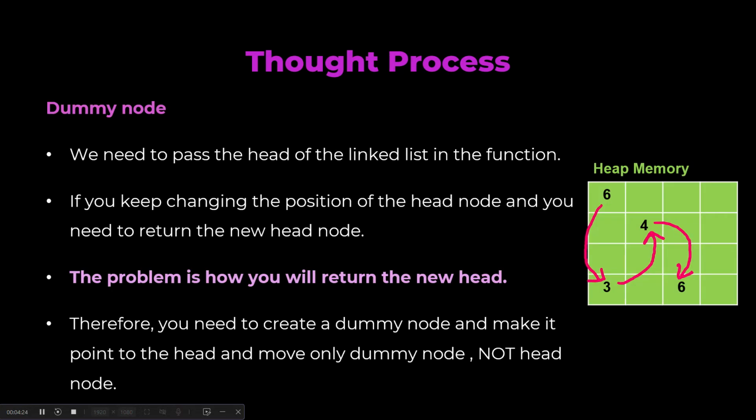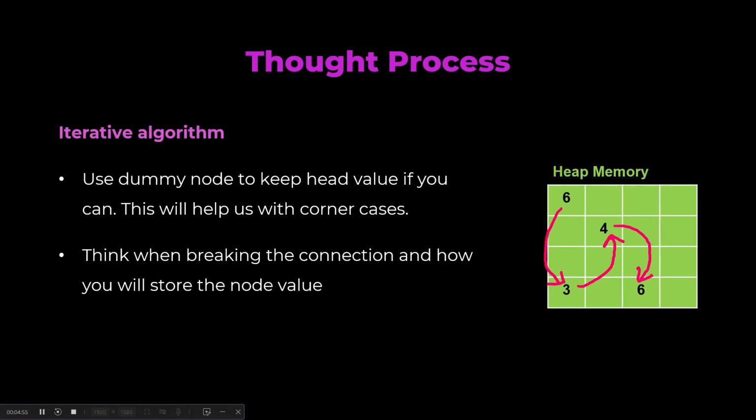So what does that mean? Dummy node. So why do we need a dummy node? We need it to pass the head of the linked list in the function. If you keep changing the position of the head node and you need to return the new head node, the thing that you need to consider is how are you going to return that new head node? So therefore, you need to create a dummy node and make it point to the head and move only the dummy node, not the head node. I'll go through the example in detail so that you understand this concept.